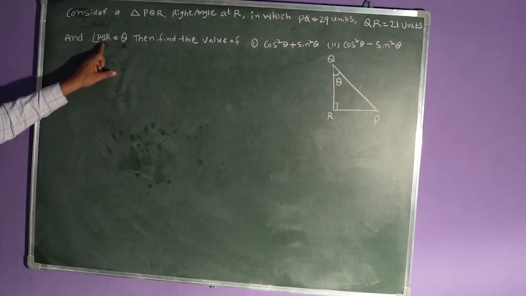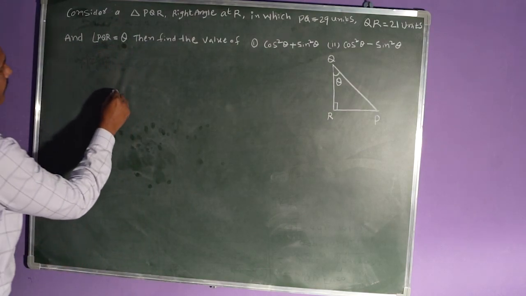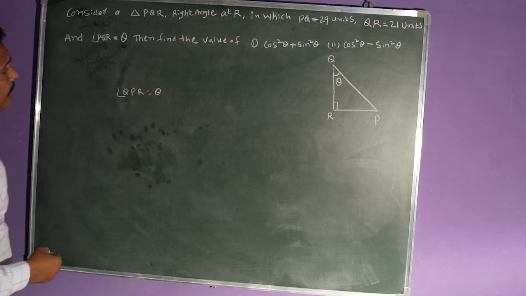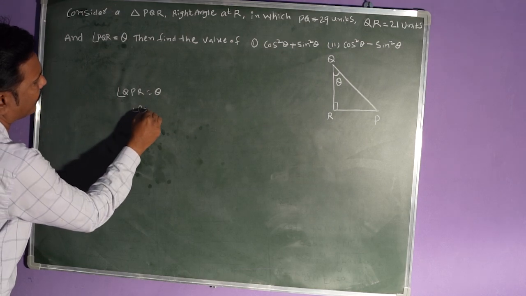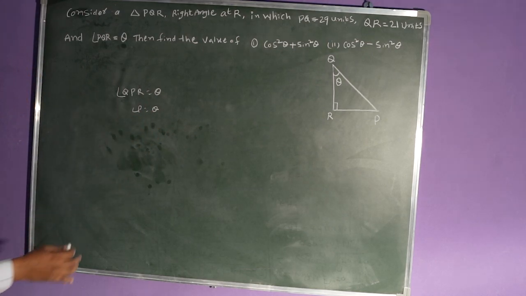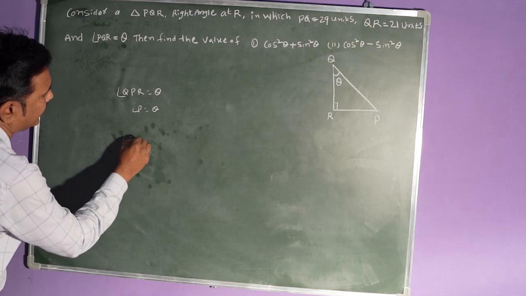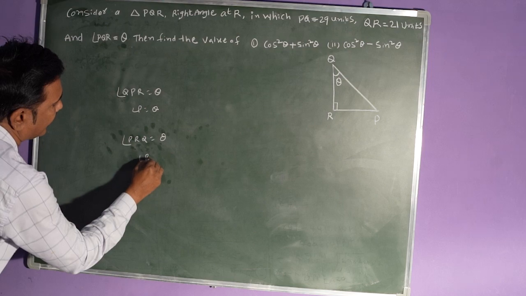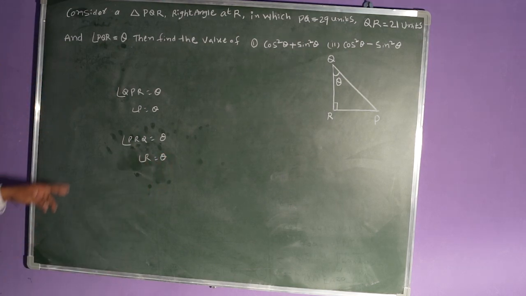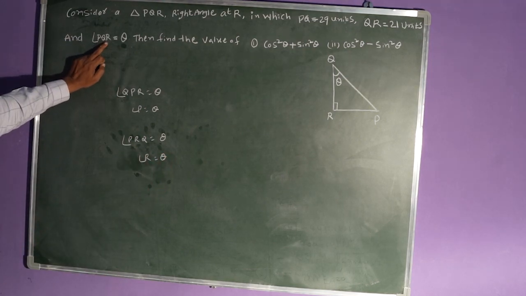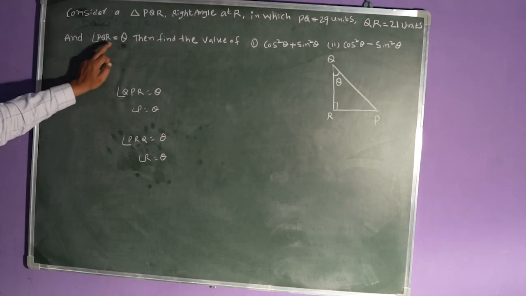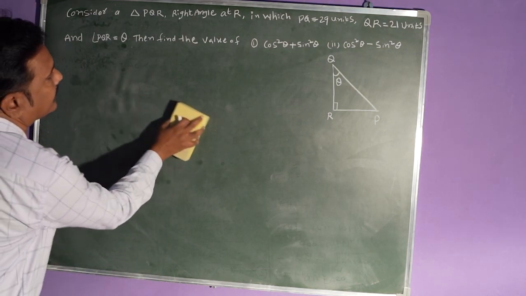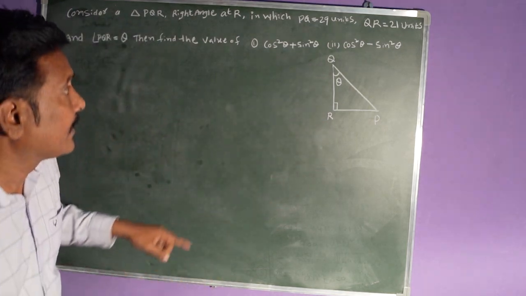Why will I take angle Q is equal to theta? For example, if it is given that angle QPR is equal to theta, that means angle P is equal to theta. For example, if PRQ is equal to theta, then that means angle R is equal to theta. Then this angle PQR means angle Q is equal to theta. The middle letter is the angle. Okay, do you understand? This is angle Q is equal to theta.